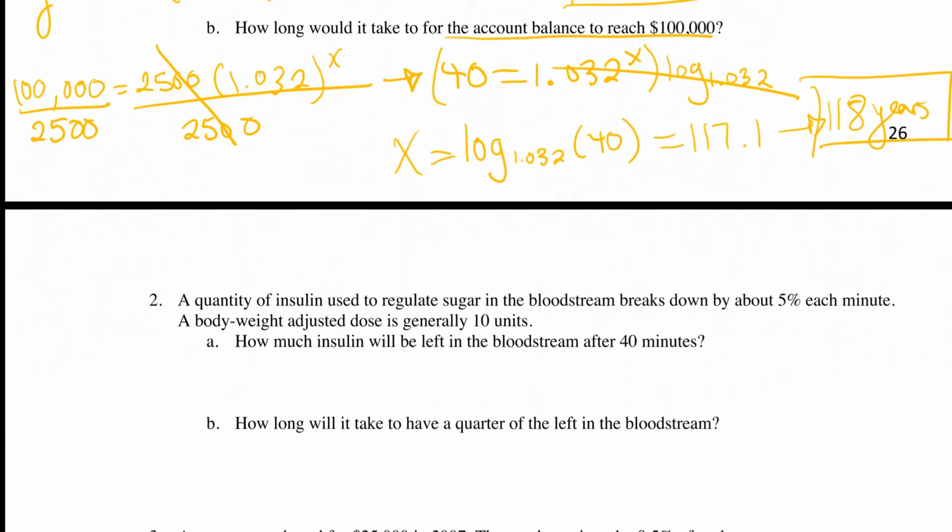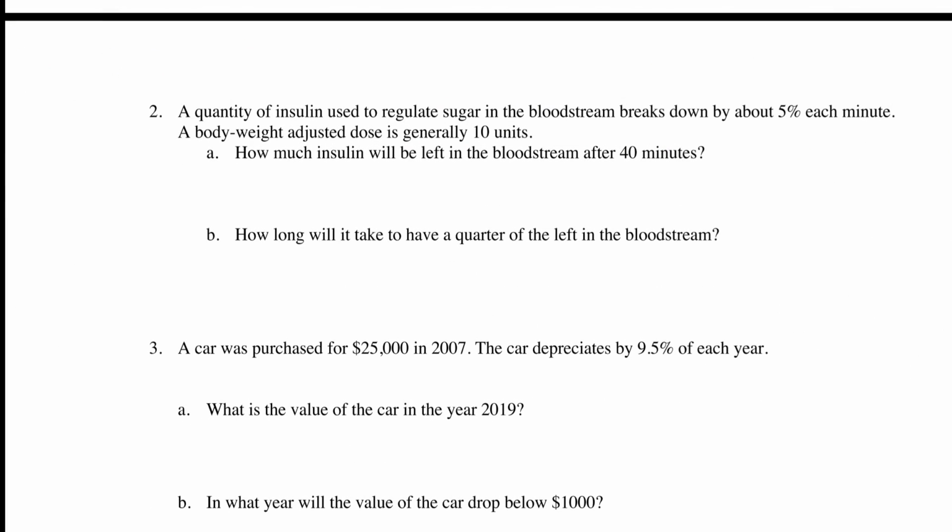So now let's try another problem, number 2. Here you're given a quantity of insulin. It regulates sugar in the bloodstream, and it breaks down by 5% each minute. An original dose is going to be 10 units. So here we're talking about a decimal rate of 0.05. If we're breaking down, we're going to subtract. This is a decay factor. And your adjusted dose is your initial value, that's your A, which is going to be 10.